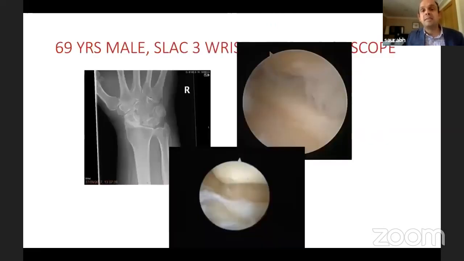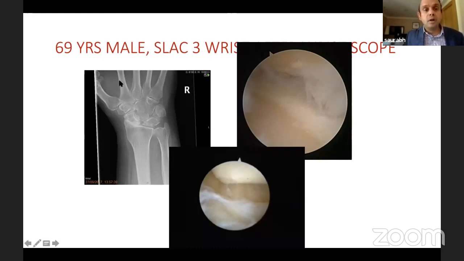So let's see some examples of SLAC wrist. Now, another thing to appreciate in SLAC wrist, at least in my practice, I'm not sure how it is in India, but in the UK, what I've seen is patients with SLAC and SNAC come at a very late stage. They don't come in SLAC or SNAC 1 and 2. It's normally SLAC 3. The arthritis is quite advanced. If I do 10 SLAC wrists, 9 will be SLAC 3.